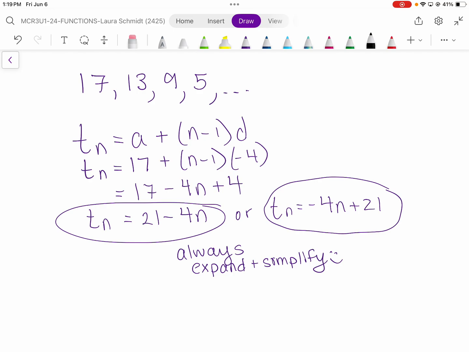So if you didn't put in the n minus 1, if you just had a plus n times d, then you'd have 17 minus 4n. So if you were to put in, I want to find the second term, so you put in a 2. So you'd get negative 4 times 2 is negative 12. So 17 minus 12 would be 5. But you were trying to get the second term.